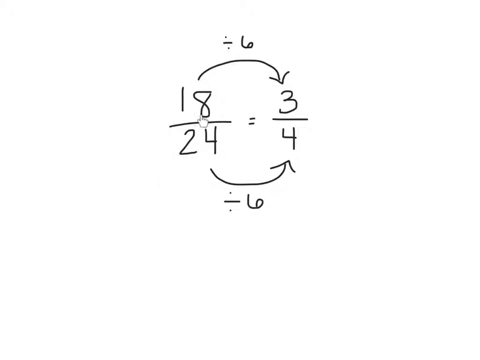We have 18/24, and what we want to do is simplify the fraction. So this means we want to write it as an equivalent fraction by dividing the numerator and the denominator by the same number. So to simplify this fraction, we're going to divide 18 by 6. That will give our new numerator 3, and then divide our denominator 24 by 6, and that will give us 4.